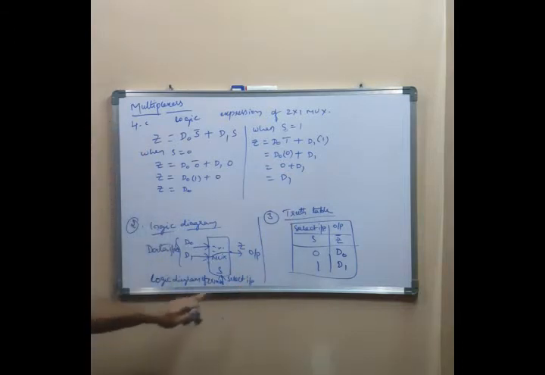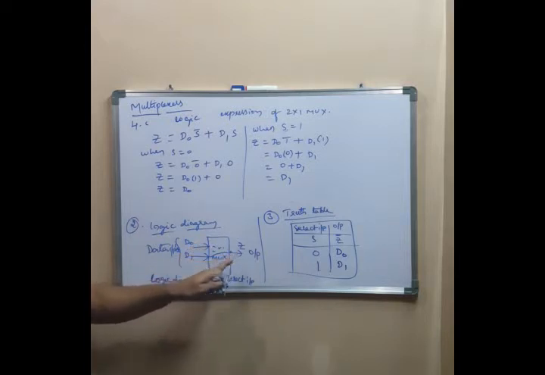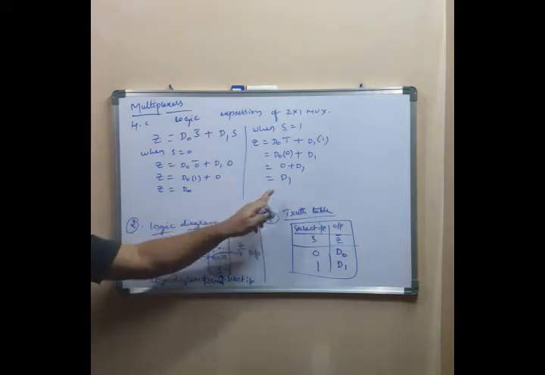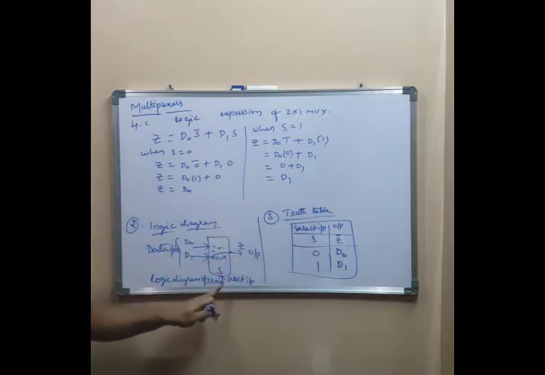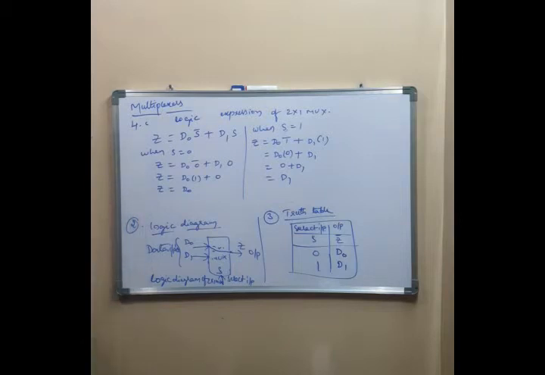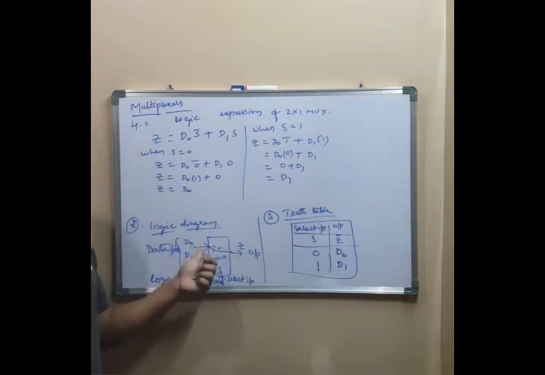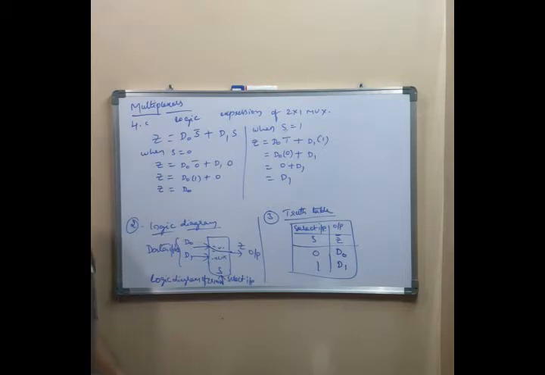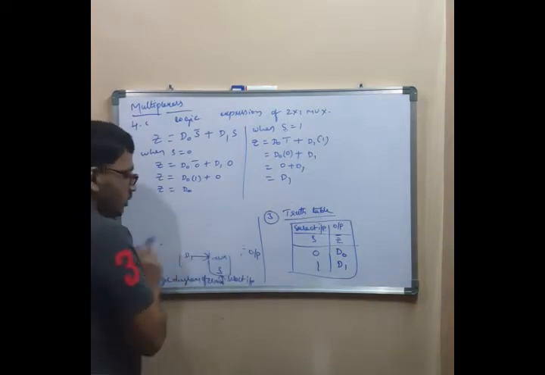So based on the value of the select input, the corresponding data input is routed to the output. When S is 1, D1 is routed to the output, that is Z is equal to D1. When S is 0, Z is equal to D0. Right? This is the concept of a multiplexer. So among the several data inputs, based on the combination of select input, only one data input is routed to the output. For that reason, it is also called a data selector. Now let us see the logic circuit.